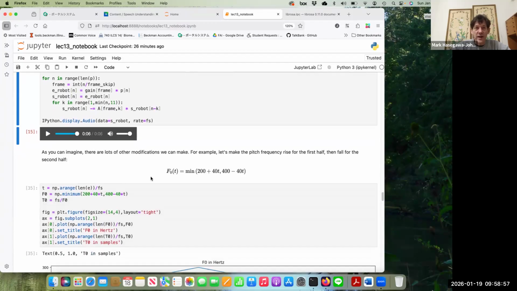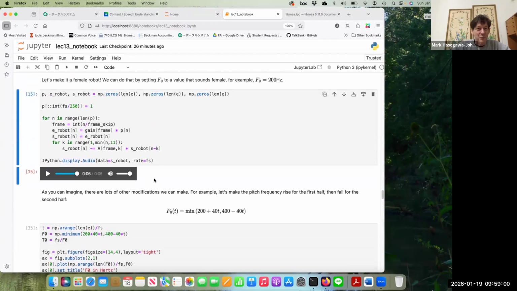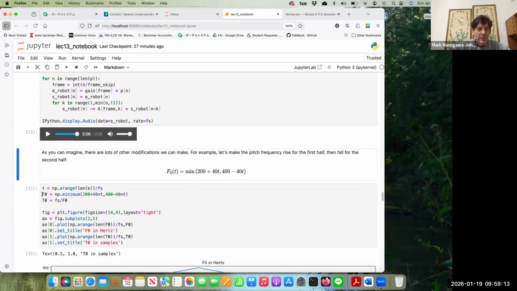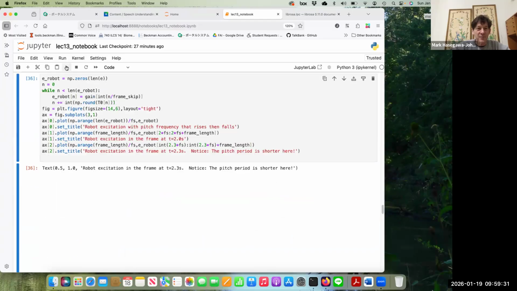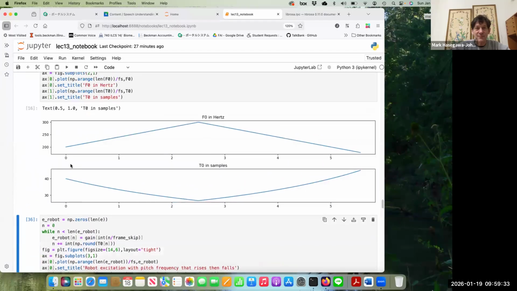We can also try to make it a little bit more meaningful by giving it a pitch period that changes with time. Let's make the fundamental frequency go up and then come down again. It'll start out at 200, go up and then come down again. So I'll create f0 and I'll say that f0 should be 200 plus 40t or 400 minus 40t, whichever one is smaller. And then T0, the pitch period, will be the sampling frequency, samples per second, divided by the pitch frequency in cycles per second.